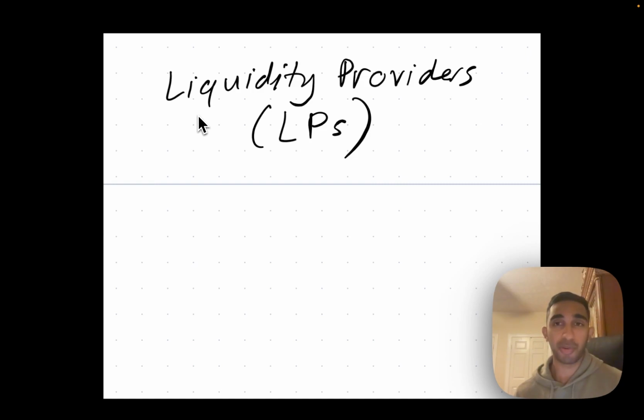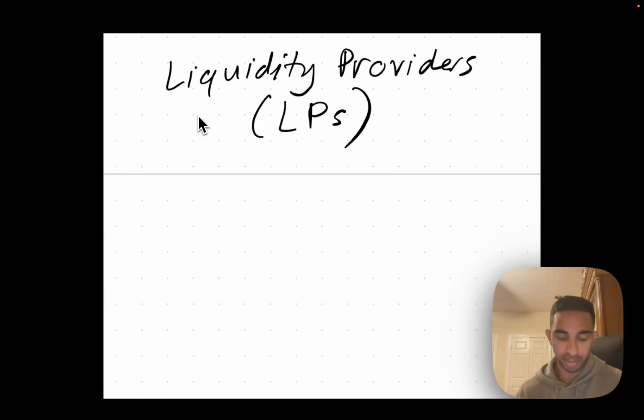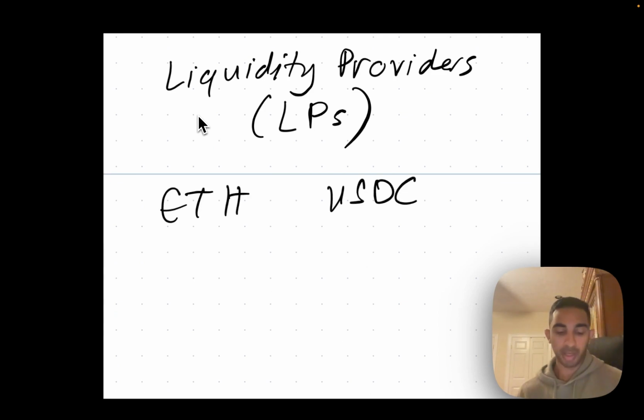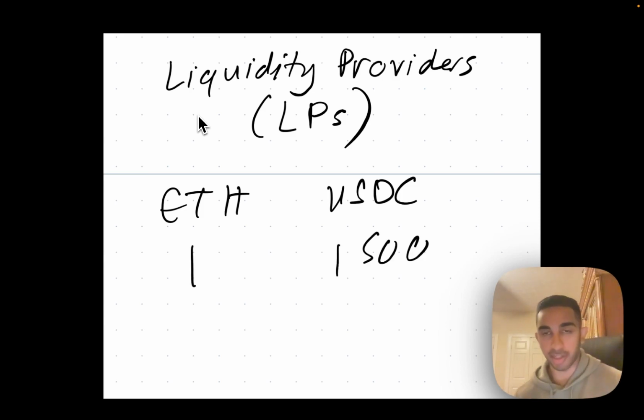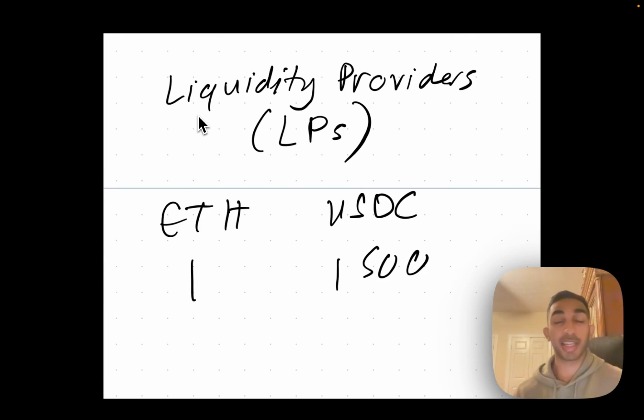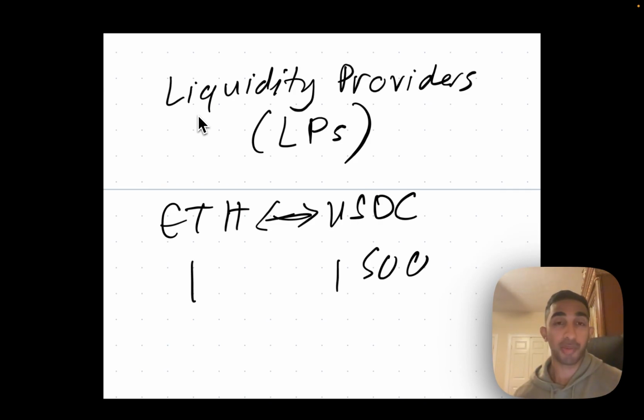Liquidity providers are the people who are actually providing the money that you can trade against in the smart contract. So in the ETH USDC example, I might add 1 ETH and 1500 USDC, and then different people can trade against this pair. The reason they do it is because every time people trade against this USDC ETH pool, there's a small fee that goes to the liquidity providers. So over time, if a lot of people are using this pool, I can make a lot of money being a liquidity provider.